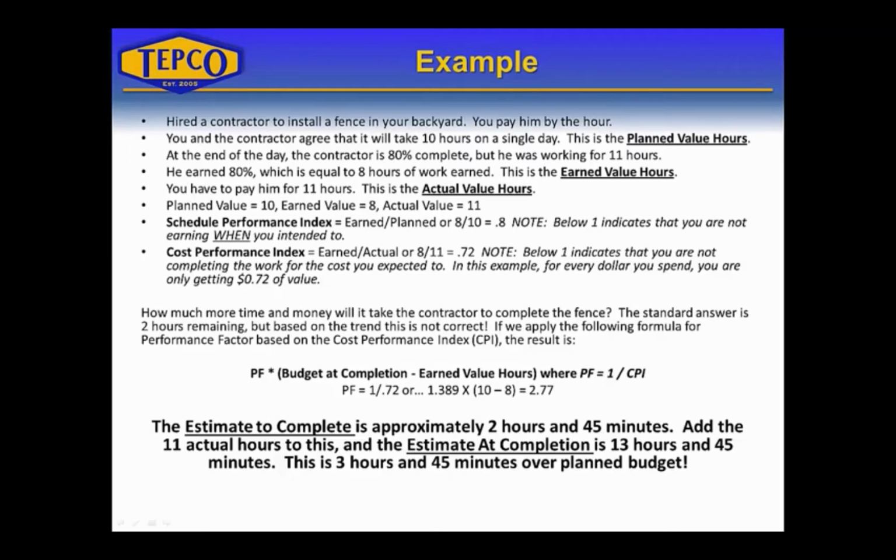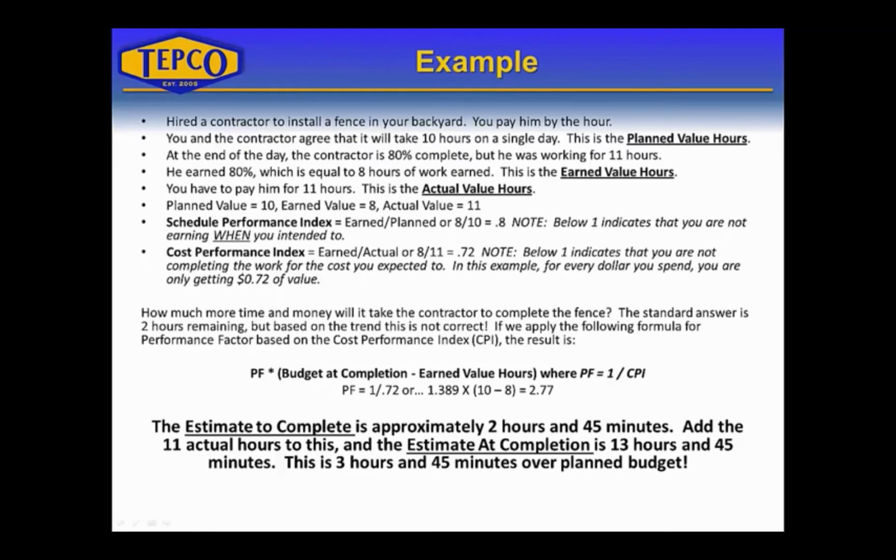But we have to pay him for 11 hours because for some reason we had him there a little bit longer that day. This is the actual value hours. So the planned value equals 10, the earned value equals 8, and the actual value equals 11. The schedule performance index is the earned value divided by the planned value, or in this case it would be 8 divided by 10, which equals 0.8.